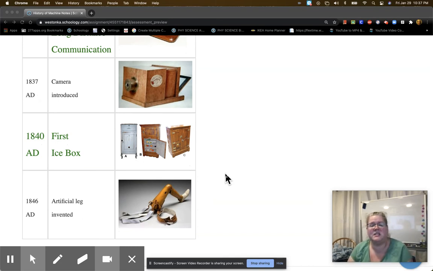This was a big deal for allowing people to store perishable foods. And literally, it was a box for ice. The top chamber, you would put in a big block of ice and it would slowly melt, but the cold would go down and keep your food down here cold, like a refrigerator, but it's an icebox.